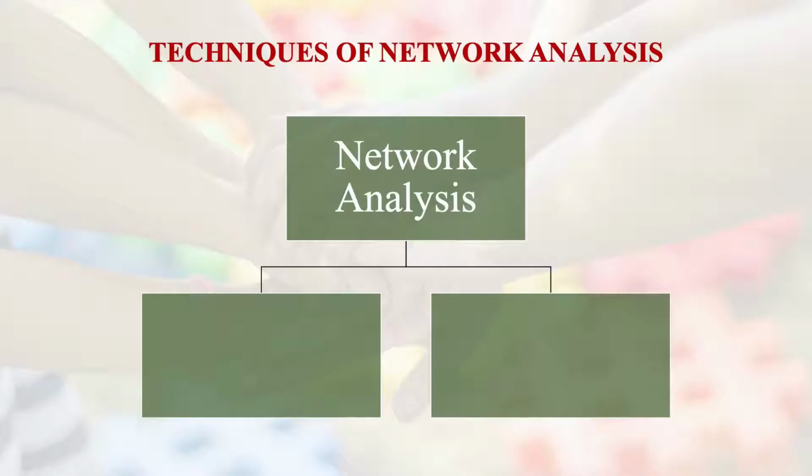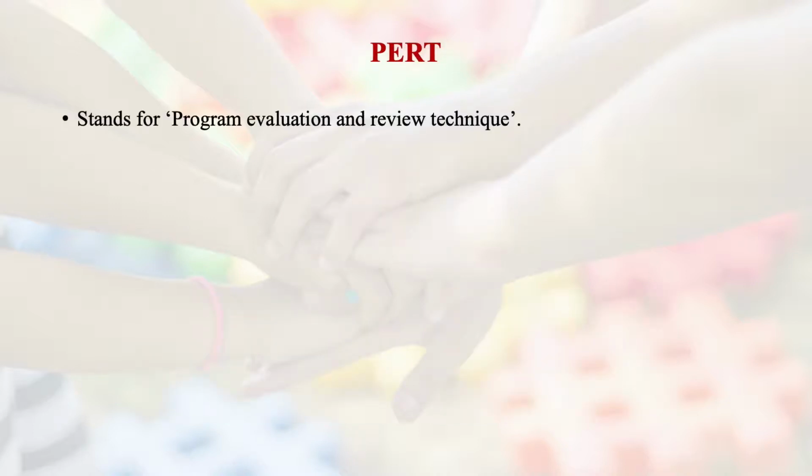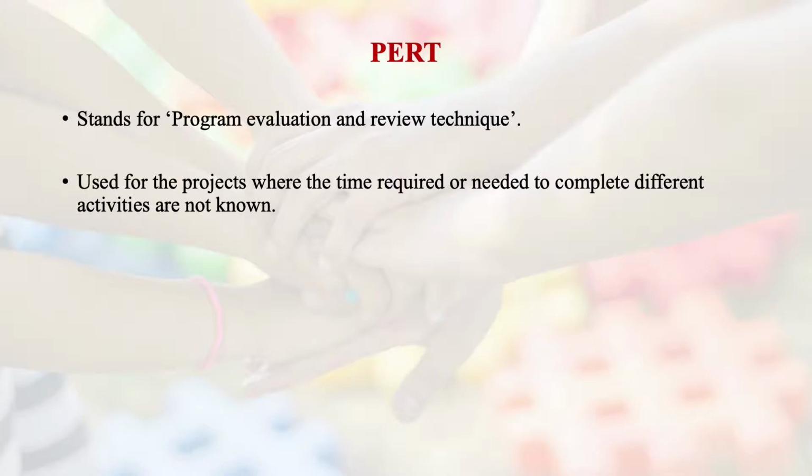by the Gantt chart. Well, there are several techniques of network analysis, and two of the popular techniques are PERT and CPM. Let's discuss each one of them briefly. Now, PERT basically stands for Program Evaluation and Review Technique. It is used for projects where the time required to complete different activities is not known. Now, that means you have to estimate the time, right?